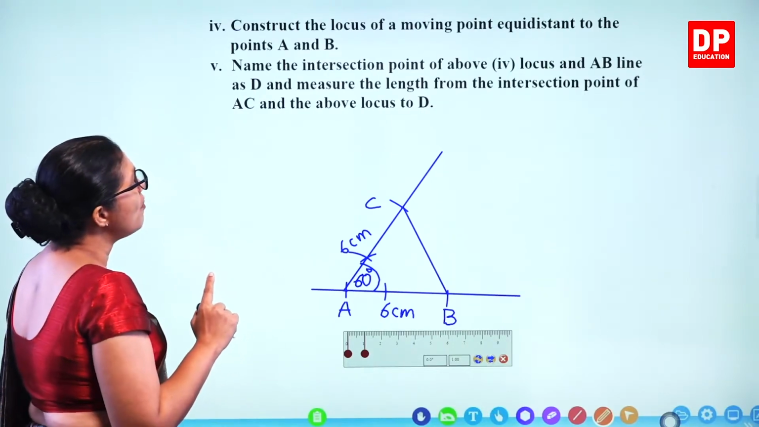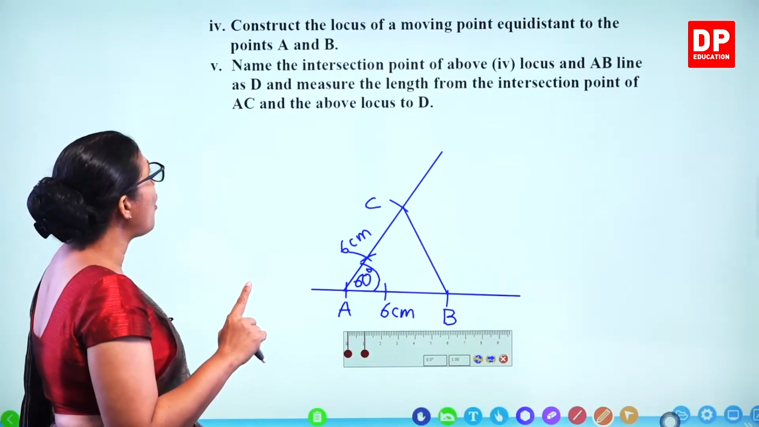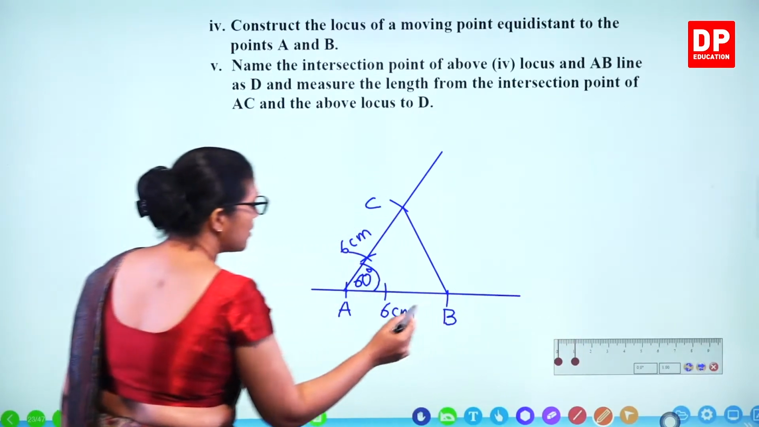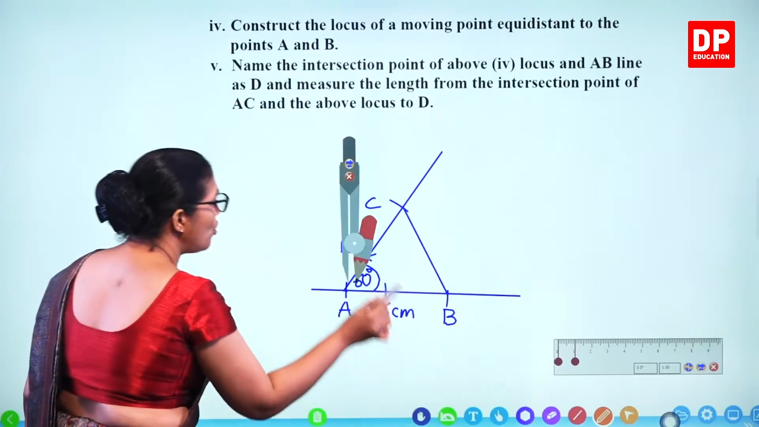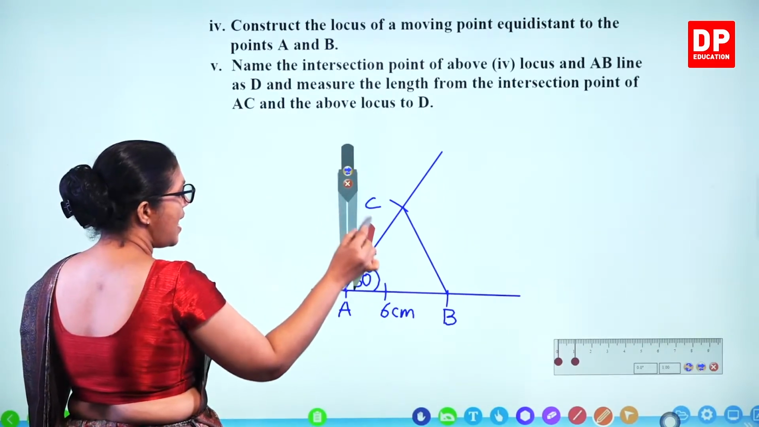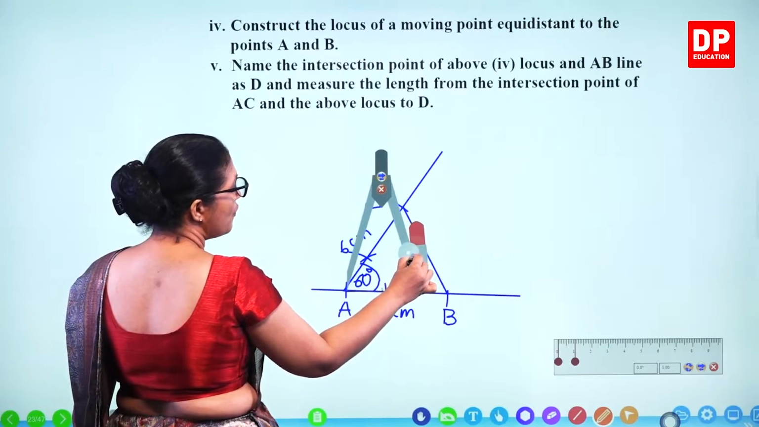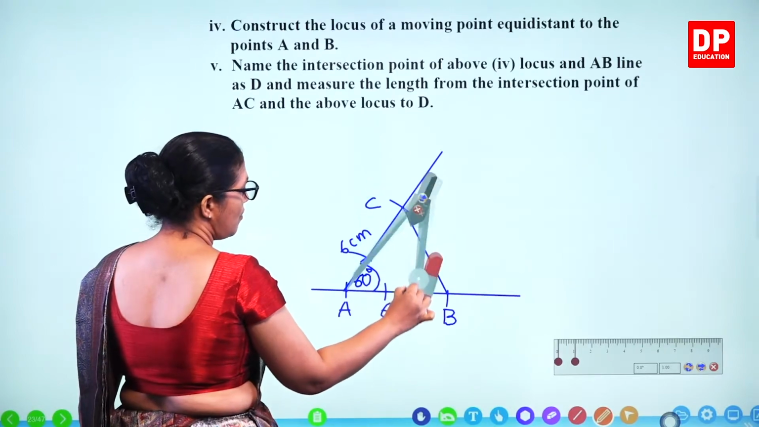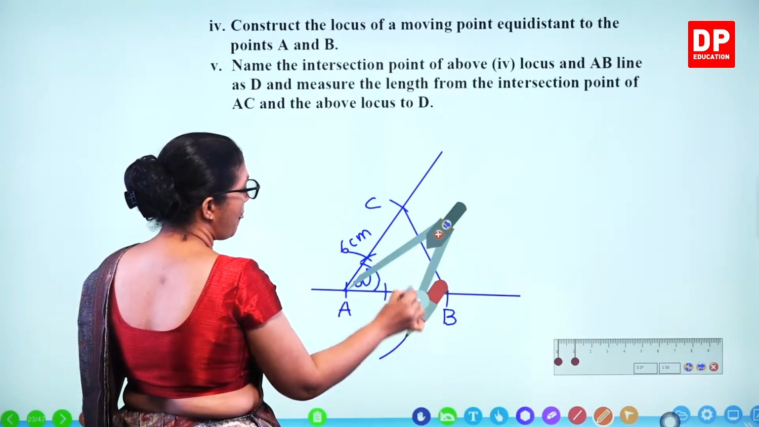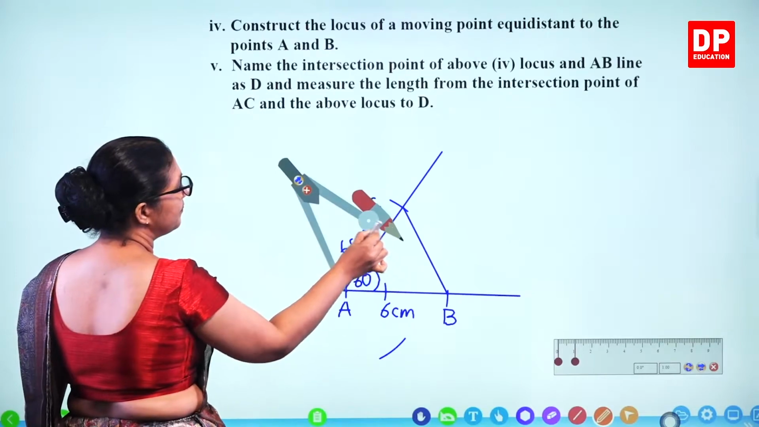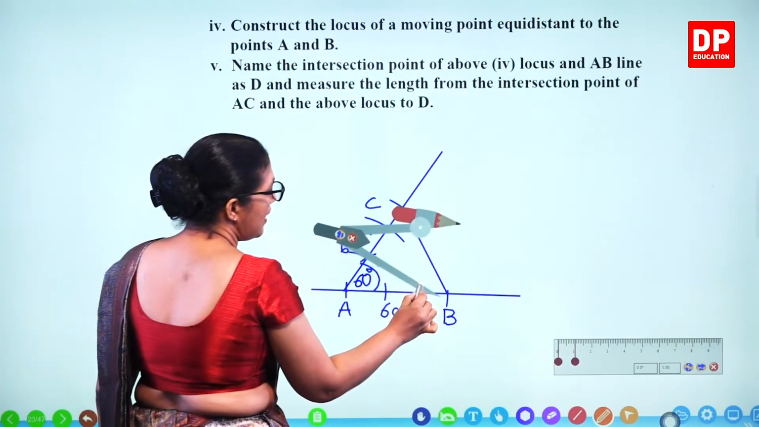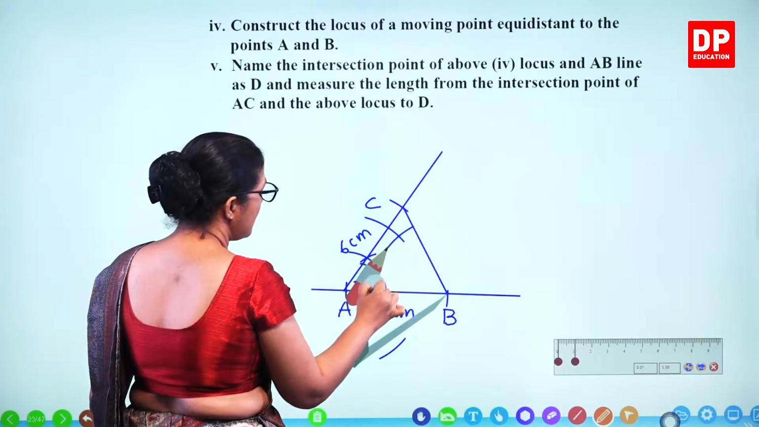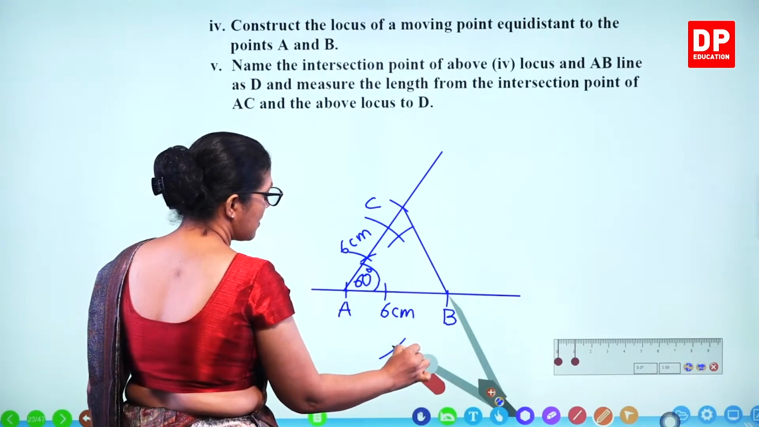Construct the locus of a moving point equidistant to the points A and B. So that means you have to construct the perpendicular bisector. So what you do? You take the compass, take any distance, normally more than half of the length. You can draw the arc below and above the line, and again do the same thing for the other points. So here you get this arc and this arc.